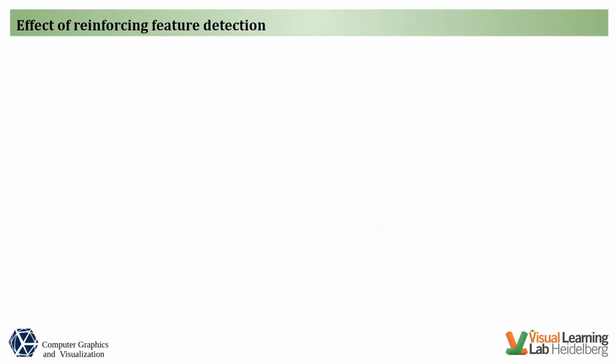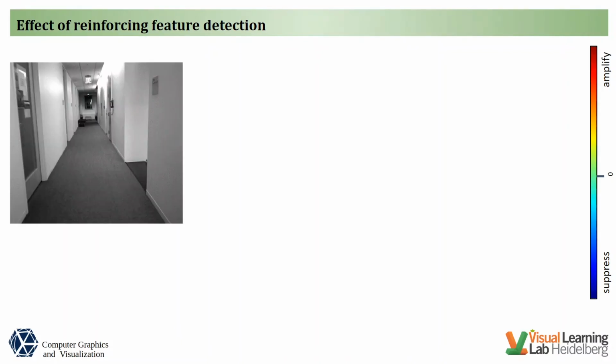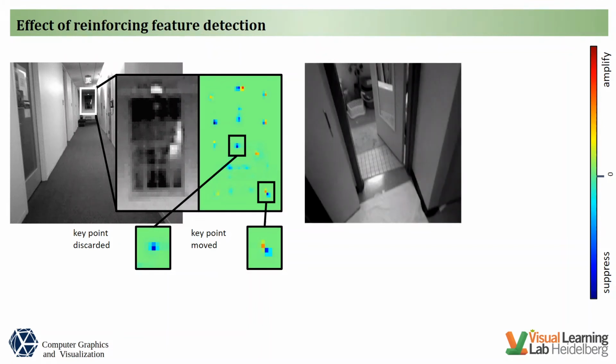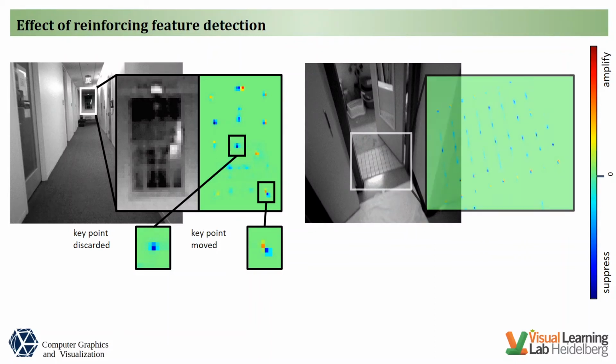Now we visualize the difference in key point heat map predicted by SuperPoint before and after our end-to-end training. Key points which appear blue were discarded, whereas key points with a gradient from blue to red were moved, all in accordance with minimizing the pose loss. Such phenomena are seen a lot in case of repetitive patterns.